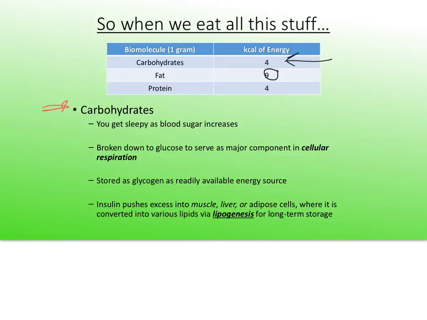Now, broken down glucose is good for us. We break it down. We use it via cellular respiration to provide energy for our cells.